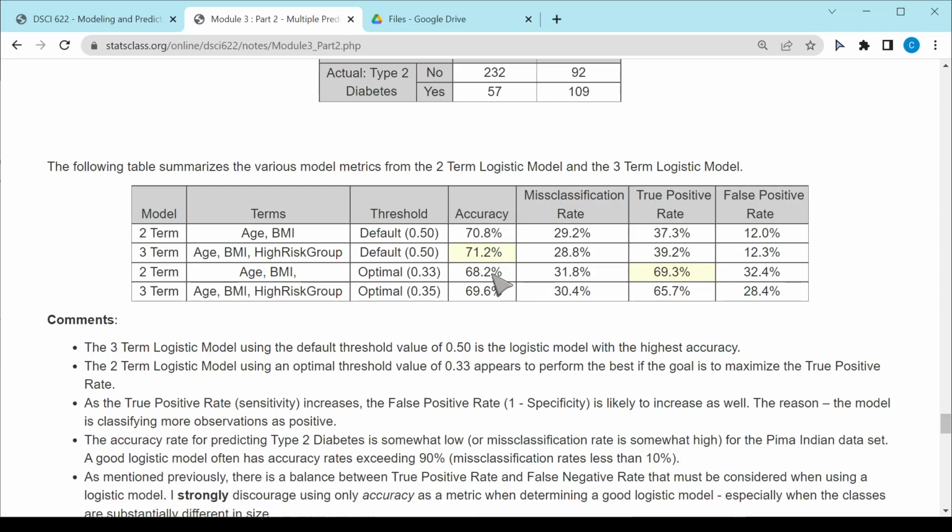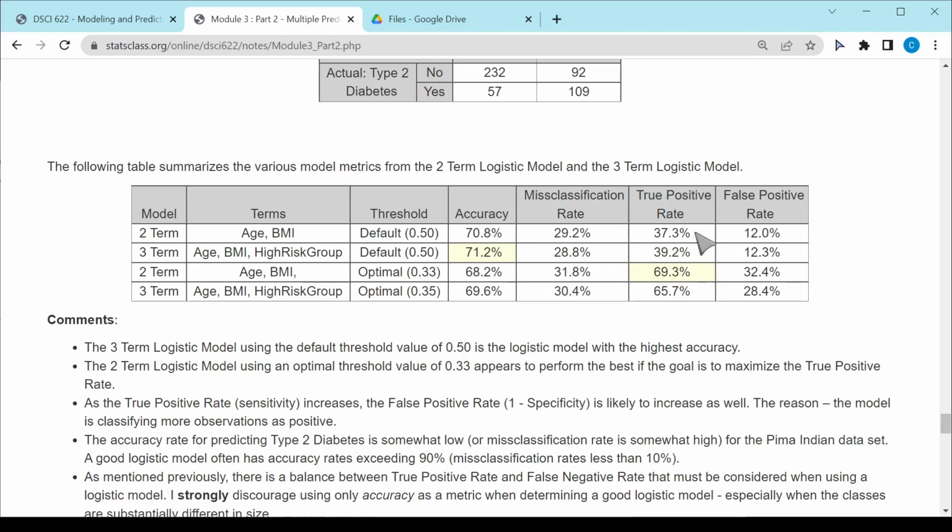So if you're just worried about accuracy, then the model that you're going to want to use is the three-term model here with age, BMI, and high-risk group. That did have, if I remember correctly, the second lowest BIC. I think it had the lower AIC, if I remember correctly, and it has the highest accuracy. Now, it is not optimal in the sense of the true positive rate. And the true positive rate, again, is of those that have diabetes, were you able to correctly predict that they had diabetes? And I was only able to do that 40% of the time here with that model.